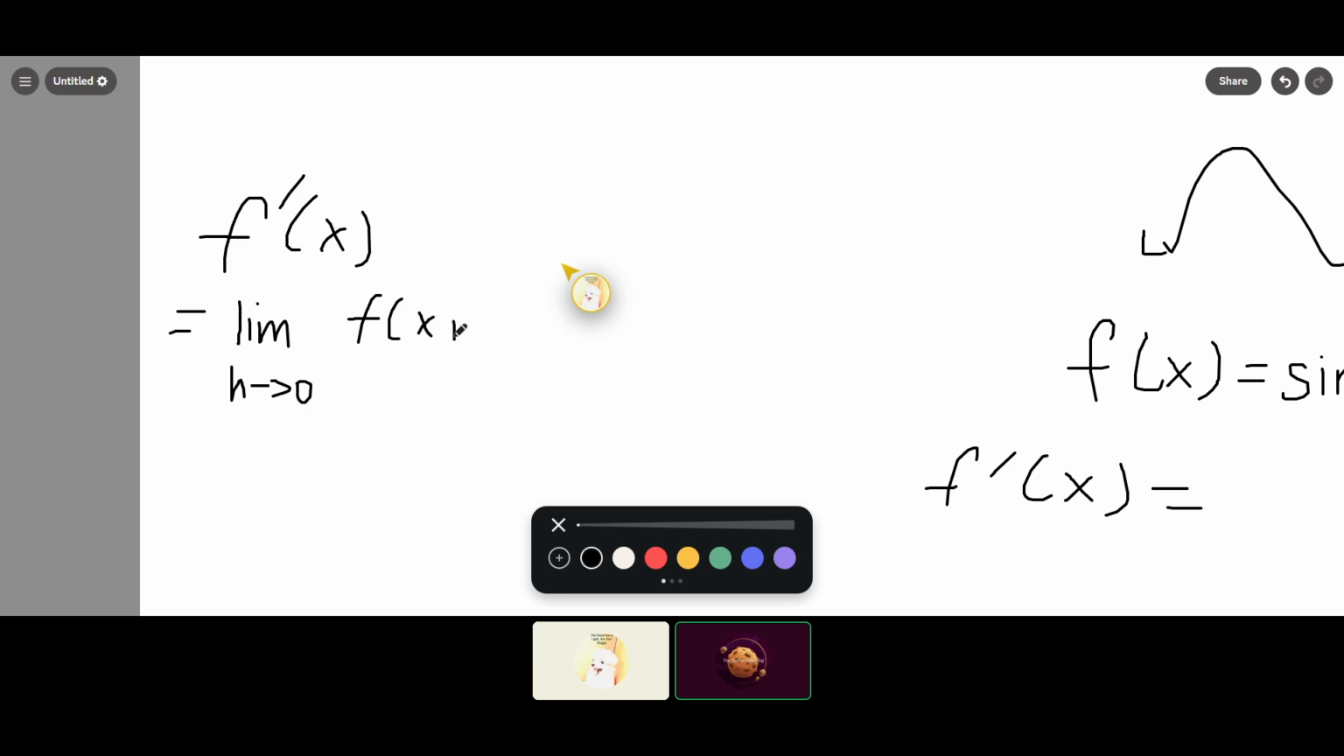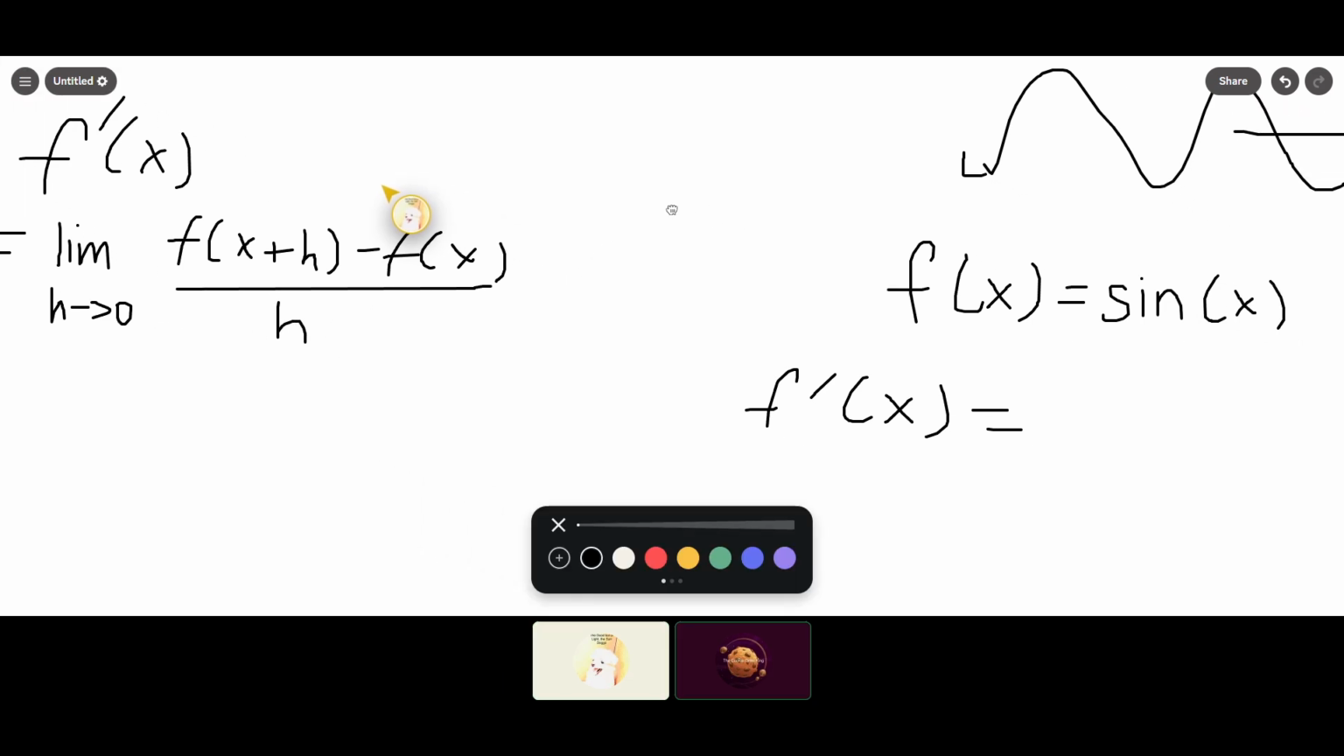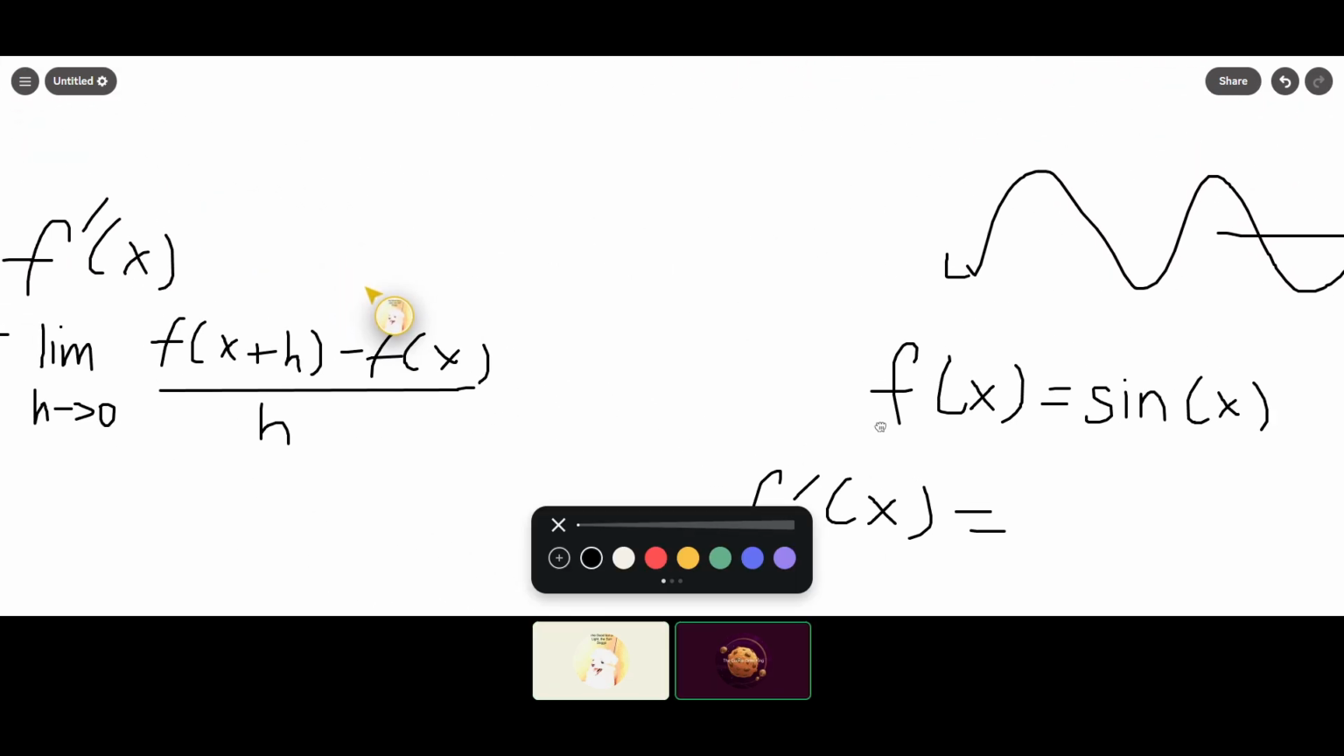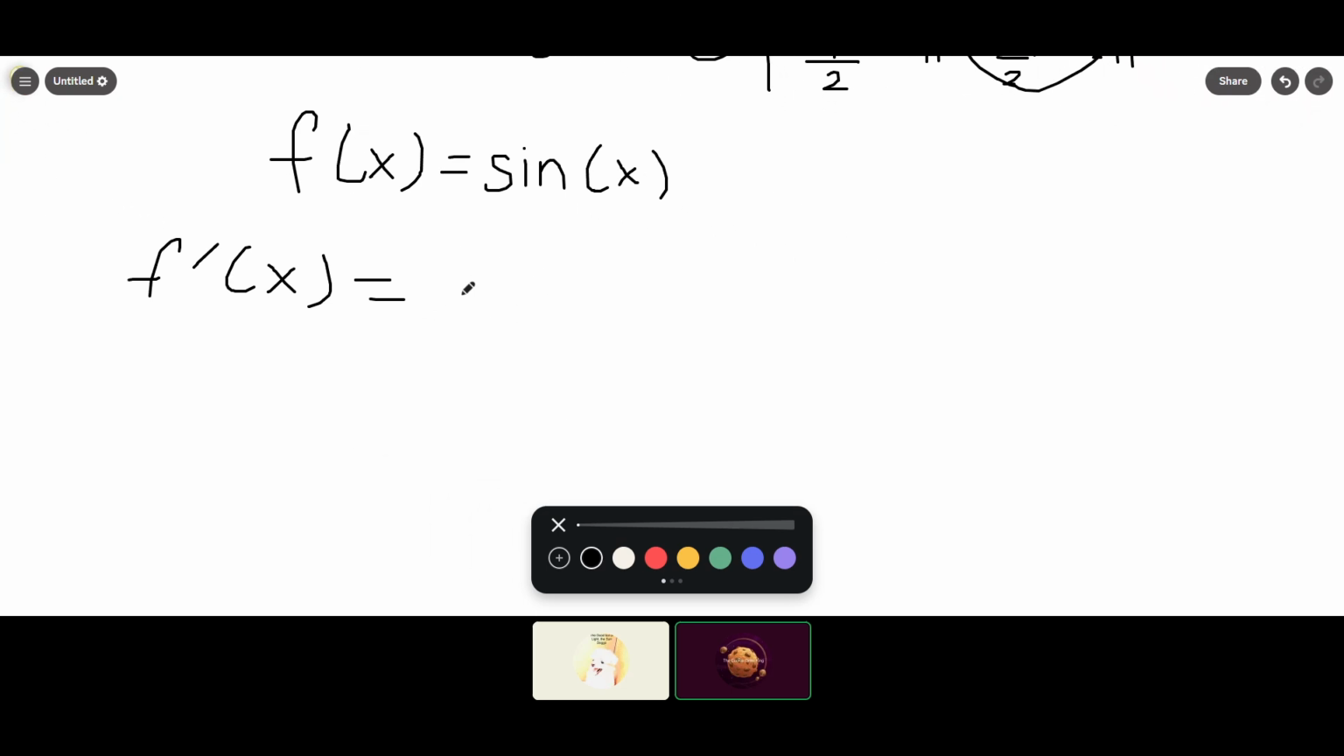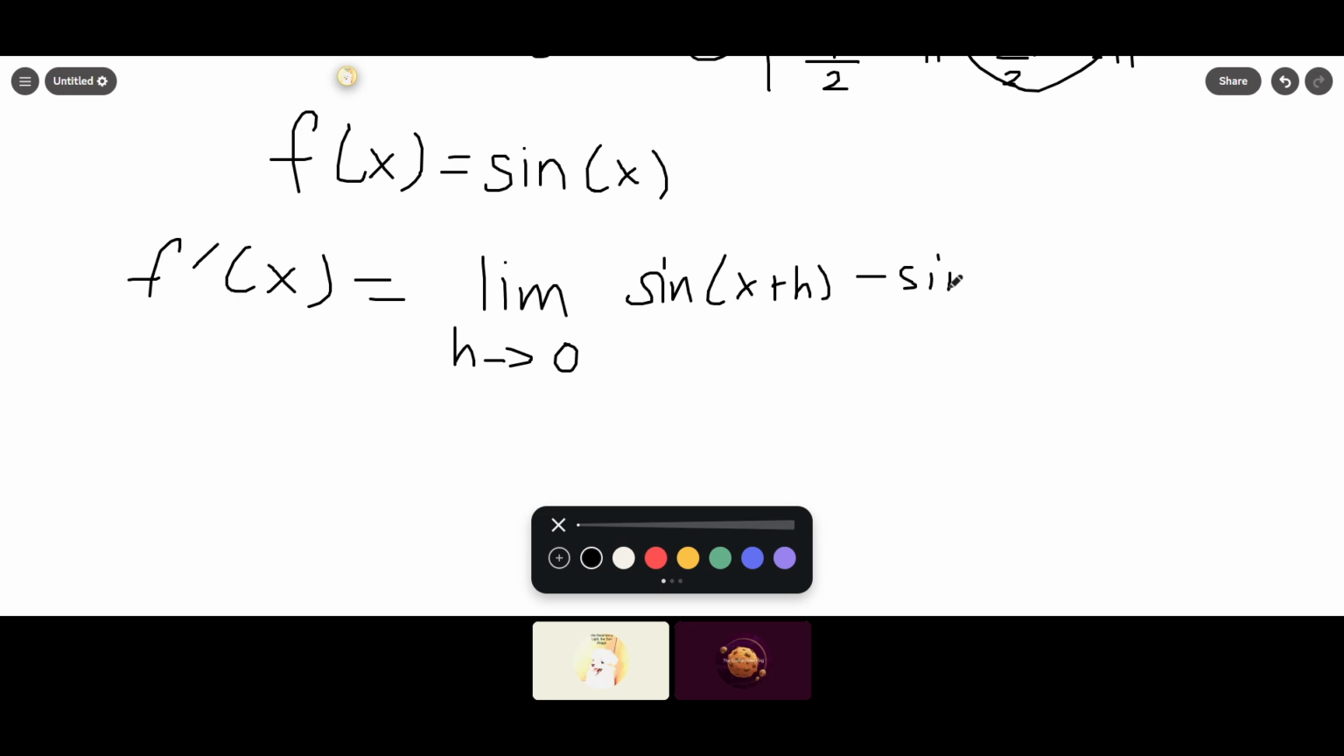So that's f of x plus h minus f of x over h. The difference quotient. Yes, okay. So now that we know our f of x is sine x, we can plug that in. So we're going to get the limit as h approaches 0 of sine of x plus h minus sine x over h.